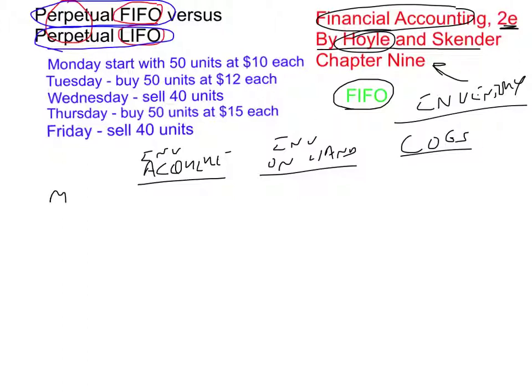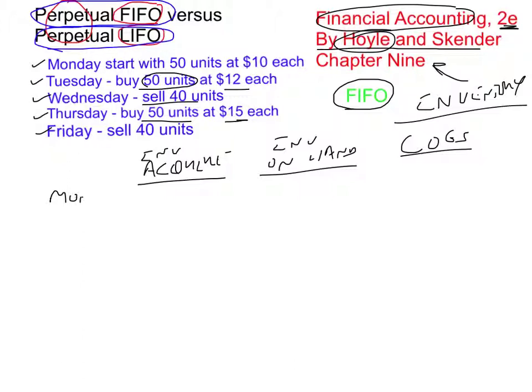The problem here says that on Monday, we start with 50 units at $10 a piece. On Tuesday, we buy 50 units more at $12 a piece. On Wednesday, we sell 40. Thursday, we buy 50 more at $15 a piece. And Friday, we sell 40. So it's a pretty typical problem here. There's nothing unusual. The company is simply buying and selling inventory, and we're going to keep up with that inventory so that we have good information.